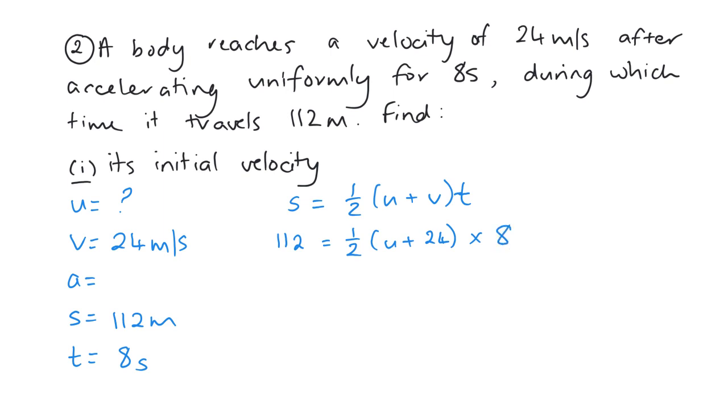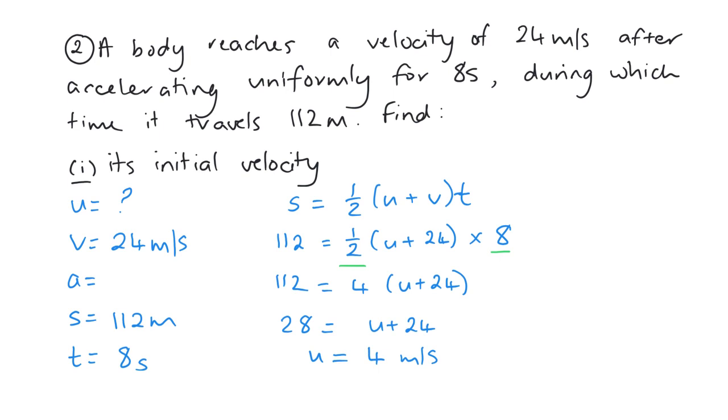So I'm going to say 1/2 times 8 is 4. Then I'm going to divide by 4 to get just U plus 24 on this side. So 112 divided by 4 gives us 28. Bring the plus 24 across, and it'll be 28 minus 24 is U. So U is 4 meters per second.